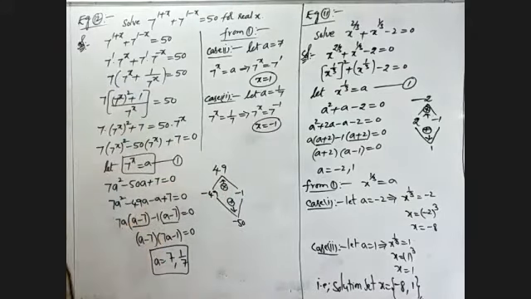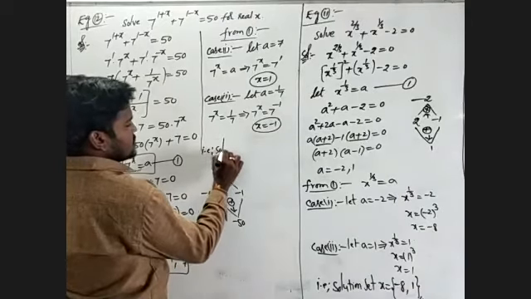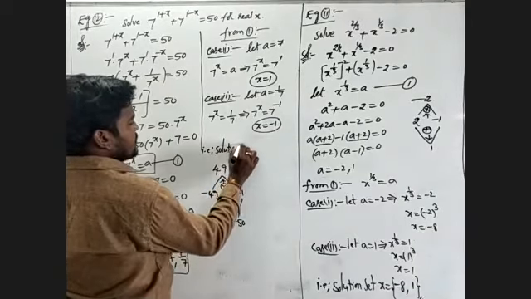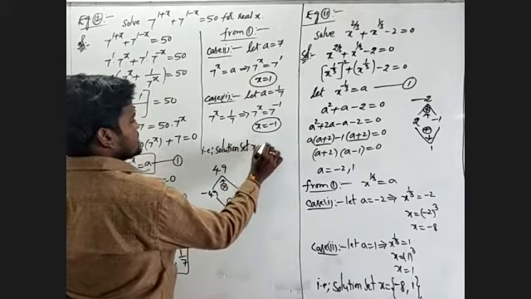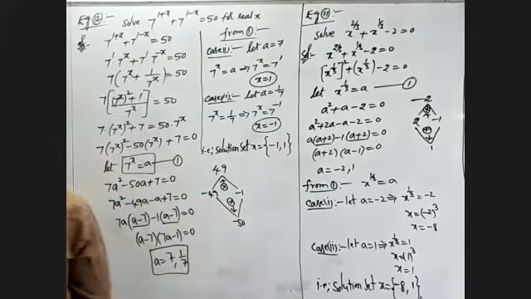We know the values of x. Finally, we'll write the solution set. That is, the solution set x is equal to the set of minus 1 comma 1.